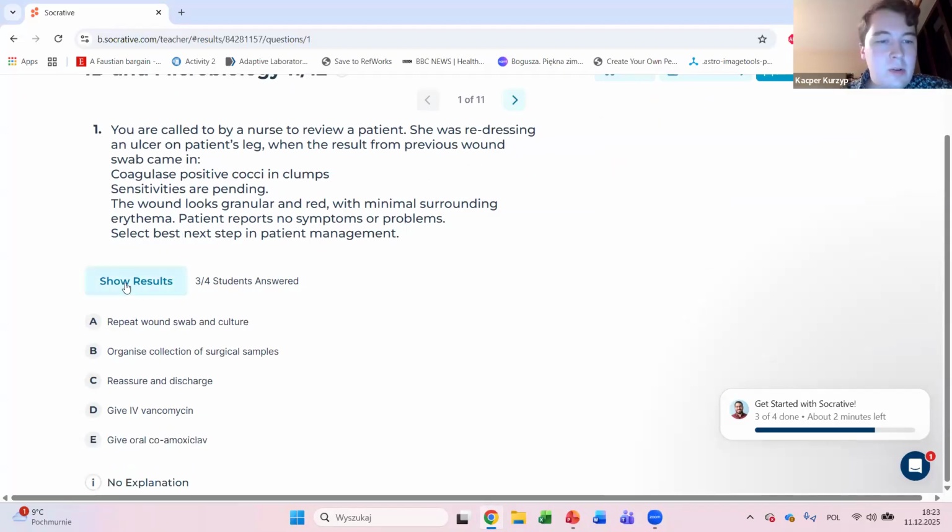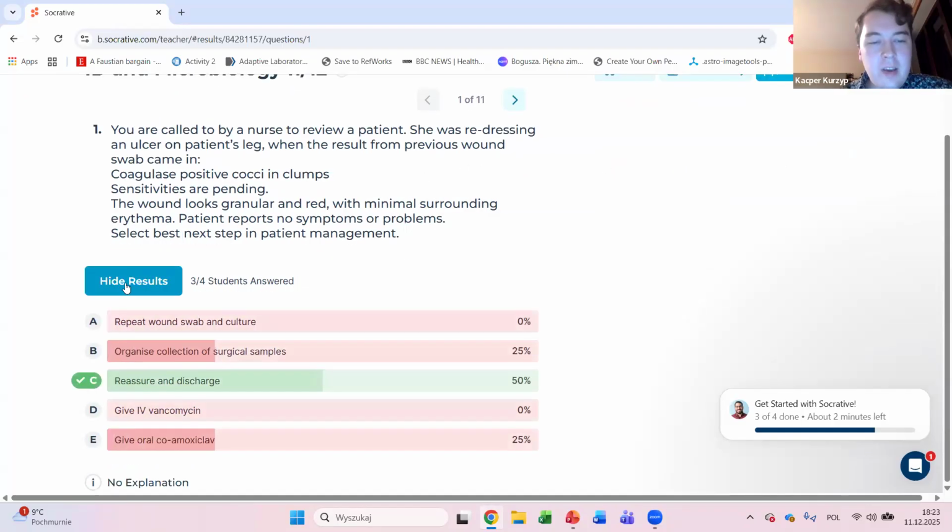Okay, let's have a look. Okay, that's actually a really good spread. So, in terms of the questions, we have a nurse reviewing a patient. There was an ulcer on the patient's leg, and there was a result from the wound swab. Coagulase positive cocci in clumps. Sensitivity is pending. So we know that we have our coagulase positive cocci, which, as you will know, are most likely staphylococci, but we don't know what they are sensitive to.